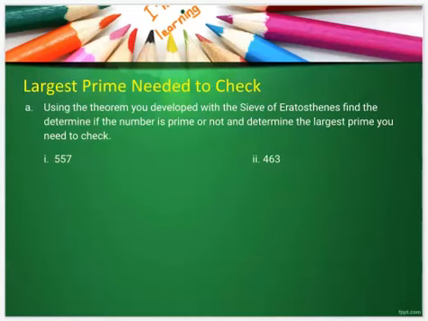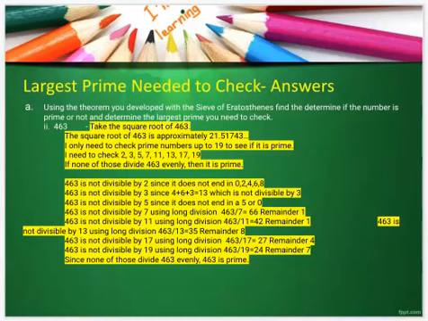For 463, we take the square root of 463 and we get 21 and some change. So we only need to check the prime numbers up to 19. So 2, 3, 5, 7, 11, 13, 17, and 19. Once we check all those, if none of those divide it evenly, we know that 463 is prime. Make sure you make sense of that before you move on.